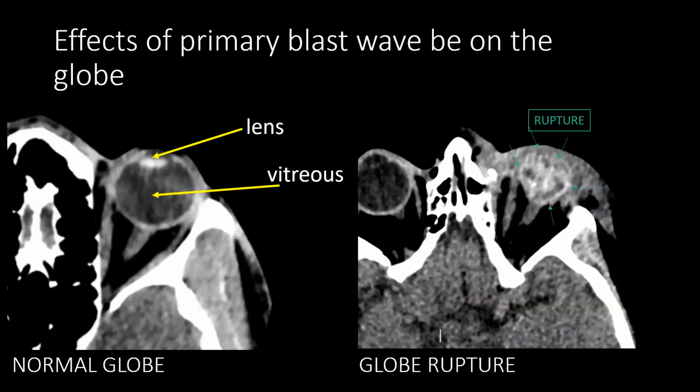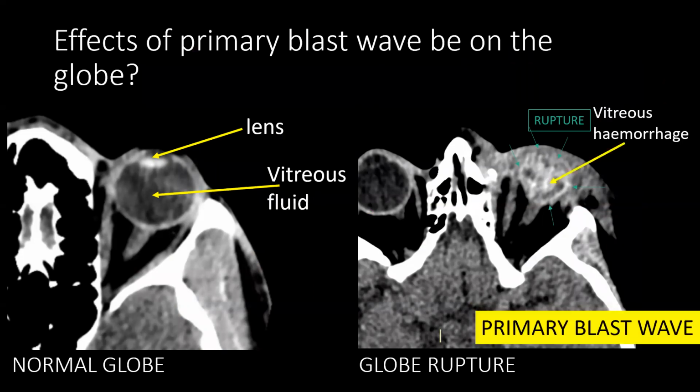Let's look at the type of primary blast injuries we might see and start with the globe. So the globe, because it's a fluid-filled structure, will absorb the high energy blast wave. It completely ruptures and collapses down, and there's vitreous hemorrhage within the globe itself.